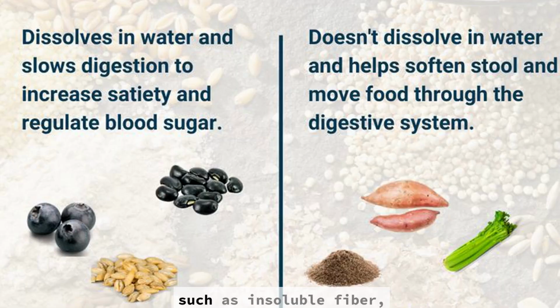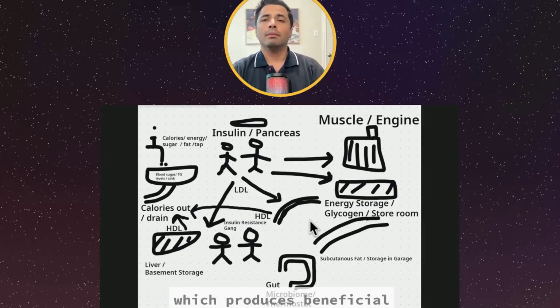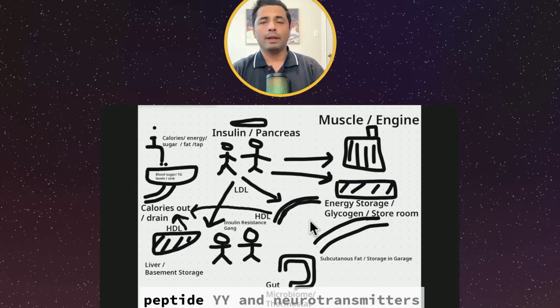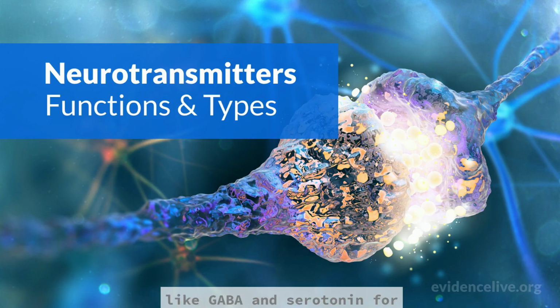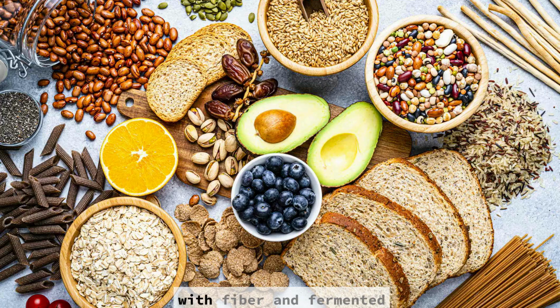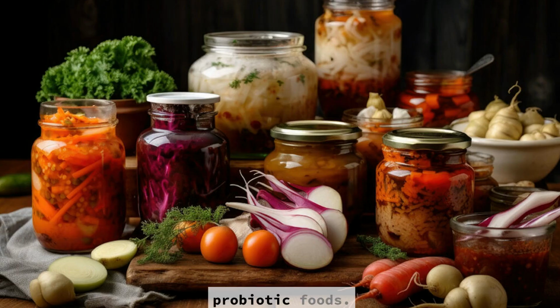Other forms of fiber, such as insoluble fiber, feed your gut microbiome, which produces beneficial chemicals like butyrate, propionate, and lactate. These are called short-chain fatty acids, which then produce beneficial chemicals like GLP-1. I'm sure you've all heard of Ozempic, peptide YY, and neurotransmitters like GABA and serotonin for improved mood and cognition. So the gut microbiome is like that thermostat. You can feed the gut microbiome with fiber and fermented probiotic foods.